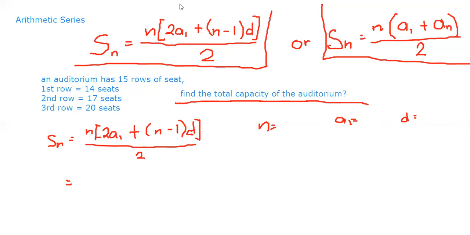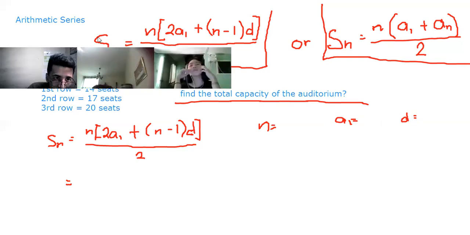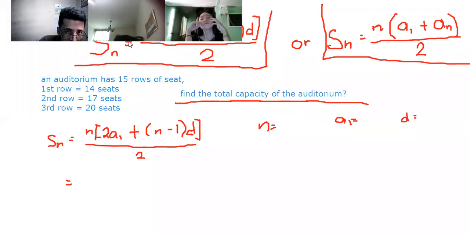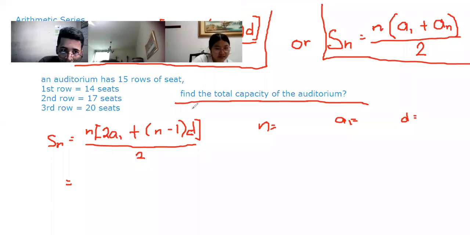So, balik ulit sa tanong. Basahin nyo lang ng basahin yung tanong, makikita natin yung value ng n. Sabi sa tanong, 15. Kasi sabi sa tanong, auditorium has 15 rows. So, 15 lahat yung hinahanap natin na row, or yung terms natin, 15. Then, yung a sub 1 natin, yung first row yon, diba? Yung first row or first term natin is 14 seats. So, yung a sub 1 natin, that is 14. Okay?